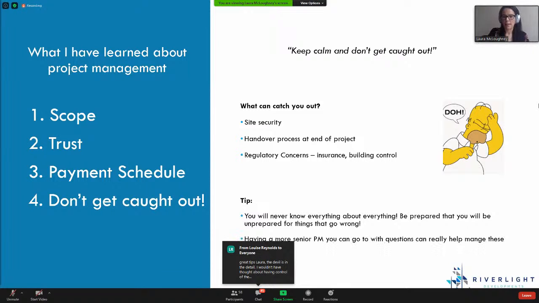And having a senior PM that you can go to with questions can really help manage these issues as you're growing your learning chops. And I do that now. I have project managers that I will go to with a question that have nothing to do with my site, that they're not employed in the project or anything like that. But if I'm not sure about something, or I have a question, or I had this challenge, or I had this issue, and I want some more support, I will go and get it.